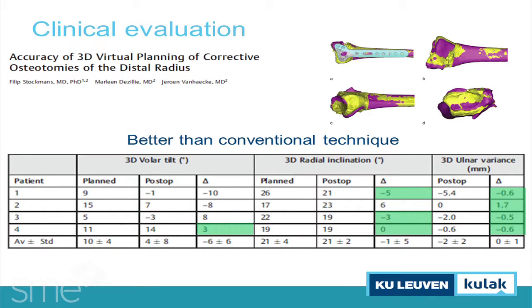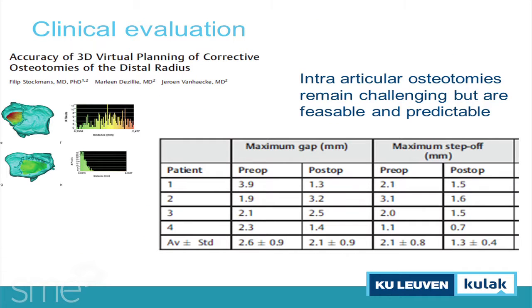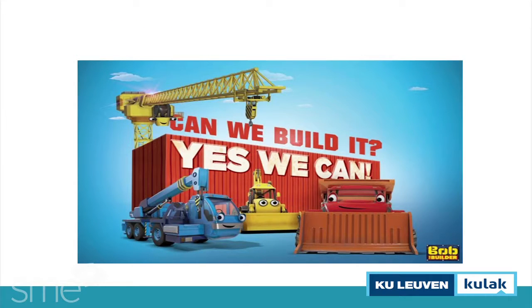If you look at the results, you see that on average, the extra-articular osteotomy is way better corrected, except for the volar tilt. So in these extreme conditions, you can still have a very accurate reconstruction. If you look at the intra-articular reconstruction, where we looked at gap formation and at step-off, you see that we can get a very reliable intra-articular correction within the 1.5 millimeter range, which is the accepted range for intra-articular step-off and gaps. So it does work.